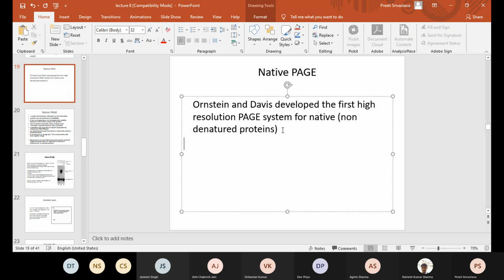But then people realized that we can also perform native PAGE in other ways. Ratnesh was asking, so here is the answer to your question. This PAGE is now called blue native PAGE. And one is called clear native PAGE.